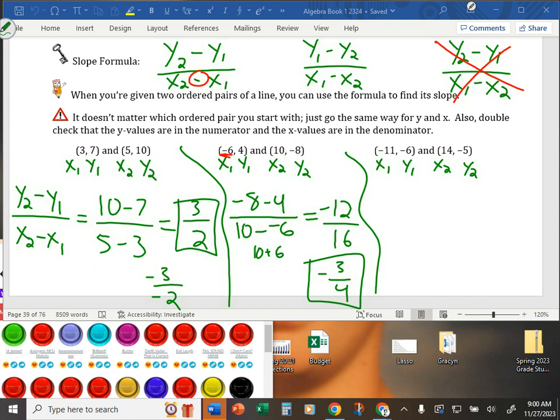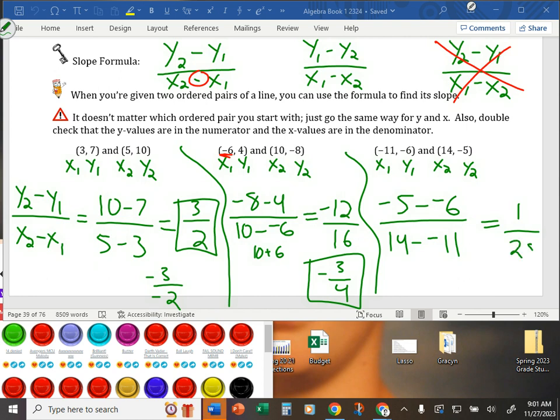All right, well, you should get y2 minus y1, -5 minus -6. Make sure you have minus -6. Lots of negativity here, but that's just because you've got negative values in the ordered pairs and subtraction in the formula. And then 14 minus -11 for the x's. What's -5 minus -6? Positive 1. What's 14 minus -11? 25.